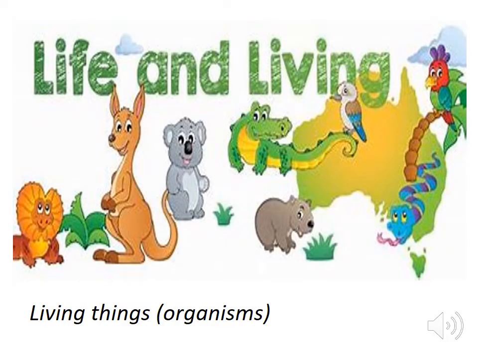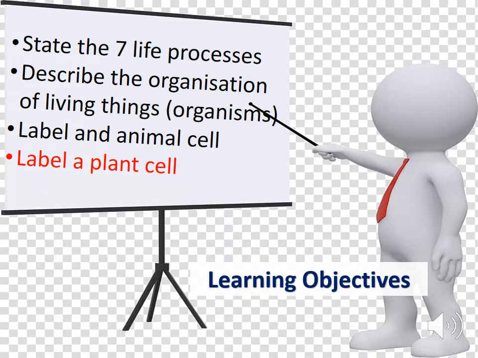It's about organisms. And what we're looking at today is for you to be able to state the 7 life processes. So what 7 things do all living things do? We're going to be able to describe the organisation of living things, label an animal cell, and for some of you, label a plant cell too.